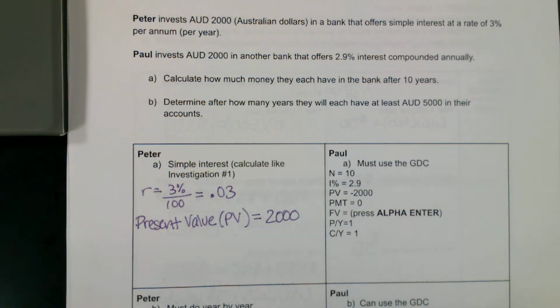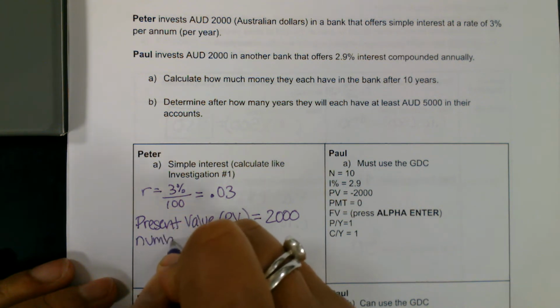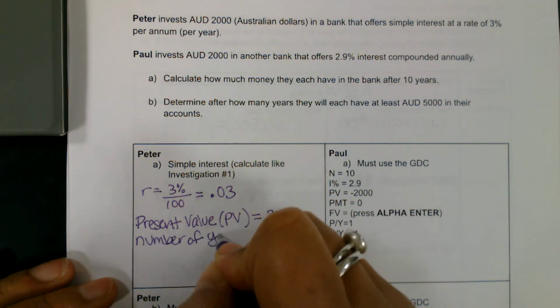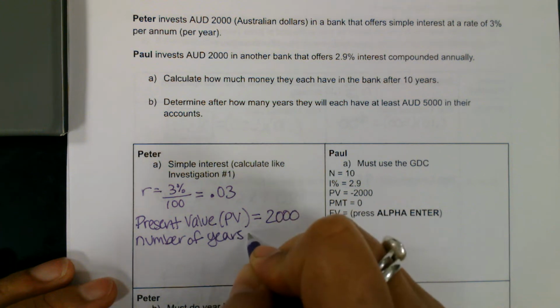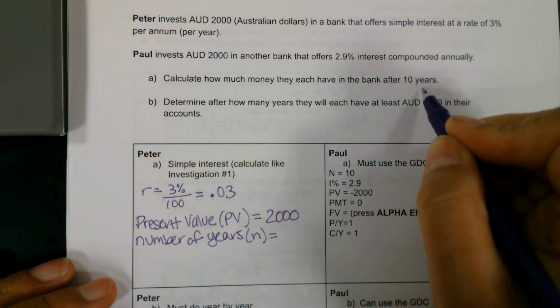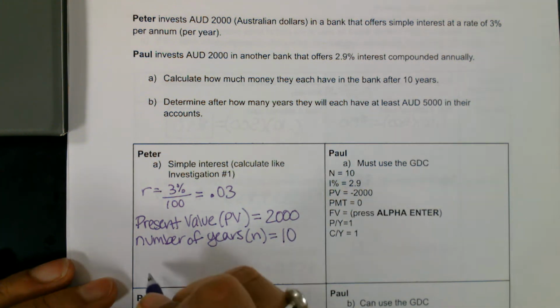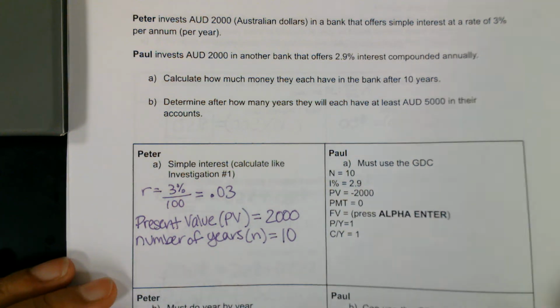And when we do it in the calculator, we're going to notice that it's actually going to be negative, but I'm going to get to that in a second. Okay, then the time is the number of years. The number of years is going to be represented by the letter N, and we need 10 years here, so this is 10.